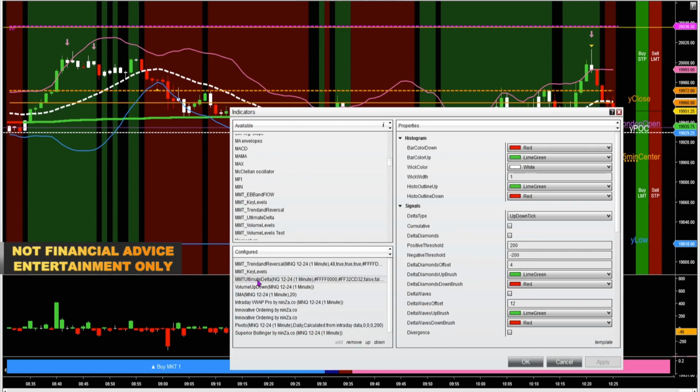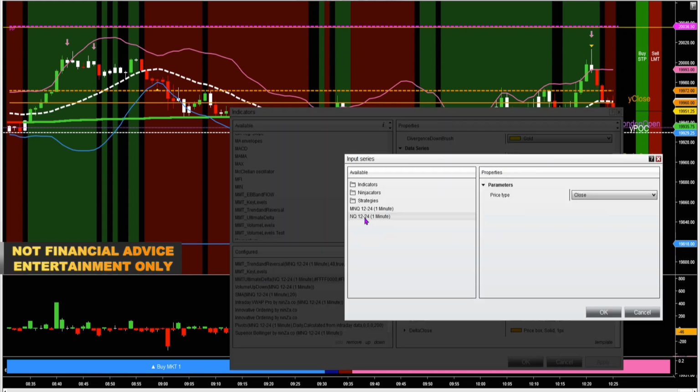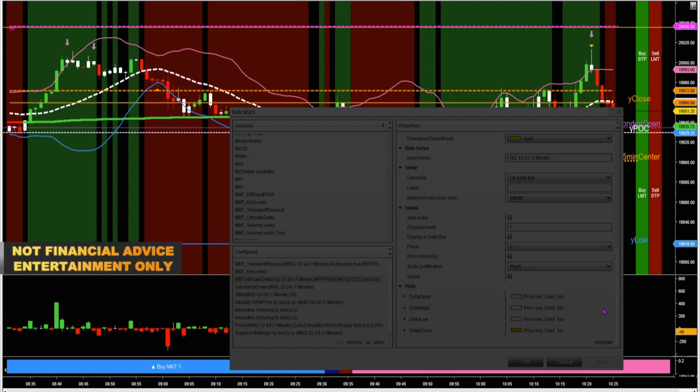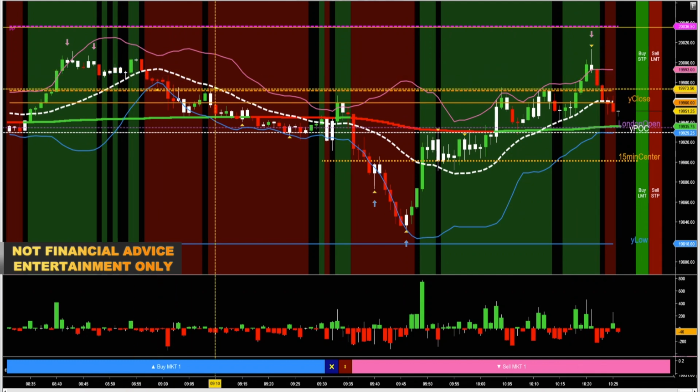So in my indicators for the MMT Ultimate Delta, that's printing this histogram down here. Under my input series on this indicator, I've selected the regular NQ. So I've got a choice between the MNQ and the NQ. I've chosen the regular NQ. So I'm getting order flow data for the regular NQ, but I can trade the micros on my chart up here. I've got a 20 period SMA on the chart.